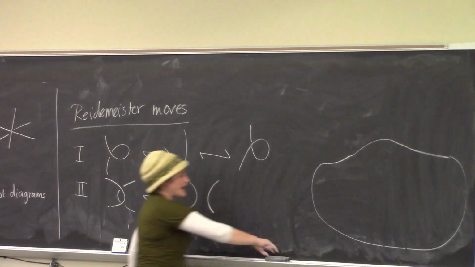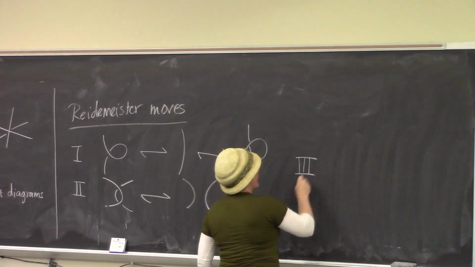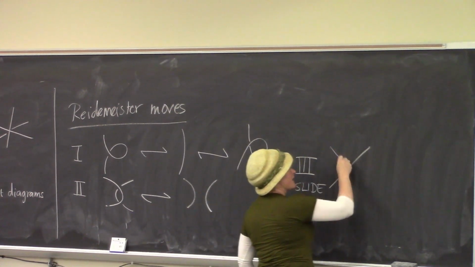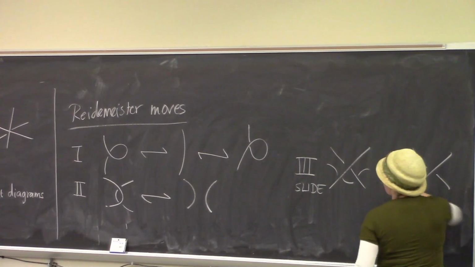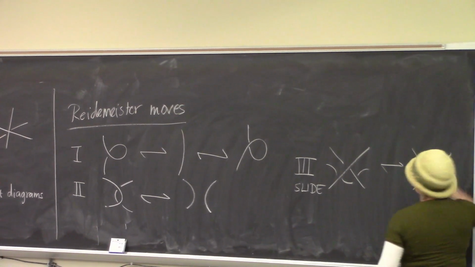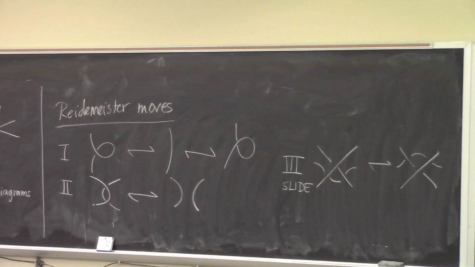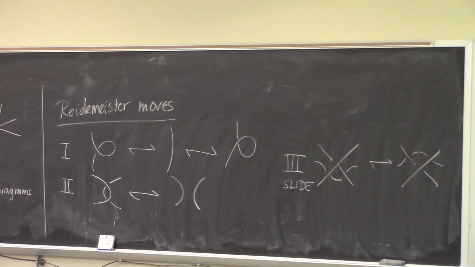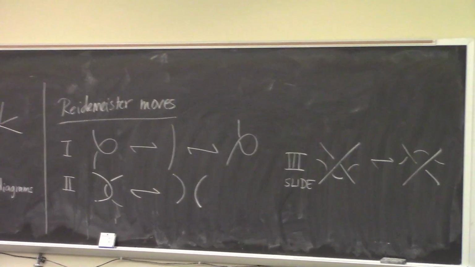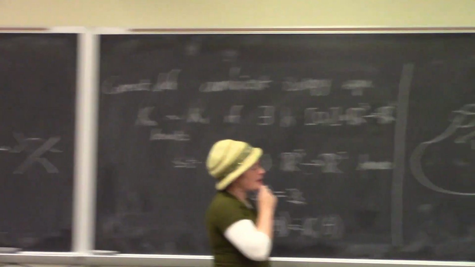And the third move is called a slide. And that says that if you have a crossing, and you have another piece going down here, then you can move this piece underneath over here. They're all pretty obvious moves to make. Clearly they don't change the knot. What's not so clear, it also isn't so difficult to see, that these moves generate the equivalence of knots that was defined by ambient isotopy. In other words, any two knot diagrams which represent the same knot can be moved from one to the other by these moves.